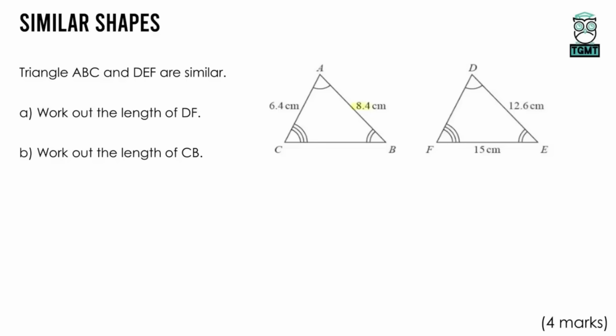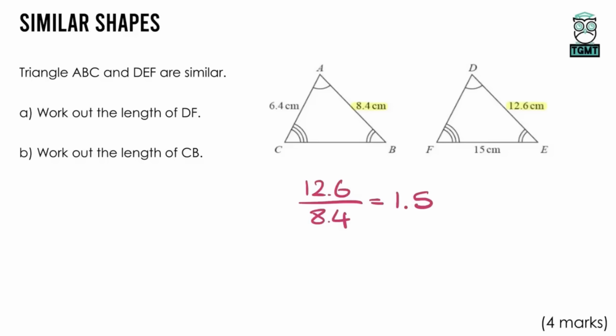So you can see on the left we've been given 8.4, and in the same position on the right we've been given 12.6. So to find what it's been multiplied by, we just need to do the bigger length, 12.6, divided by the corresponding smaller length, 8.4. That's going to give us the scale factor. So 12.6 divided by 8.4 comes out as 1.5. Now that is our scale factor. That means to get to the right triangle, the bigger triangle, we would multiply by 1.5. And to get to the smaller triangle, we have to divide by 1.5.